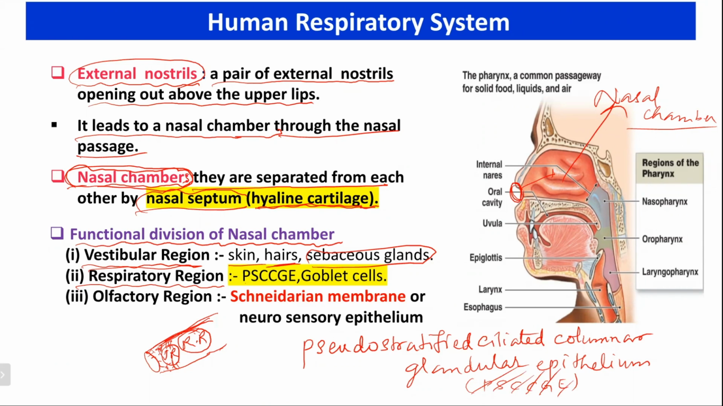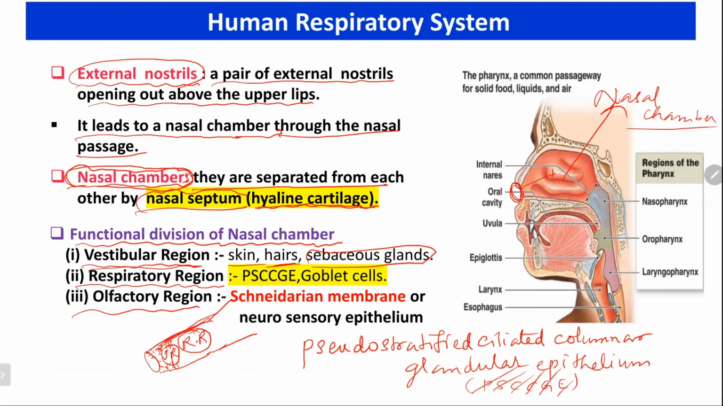is present. You know what pseudostratified epithelium is? This epithelium is actually made up of only one layer of cells, but it gives a false appearance of being made up of more than one layer of cells. So that kind of pseudostratified ciliated columnar glandular epithelium you can find in the respiratory region.